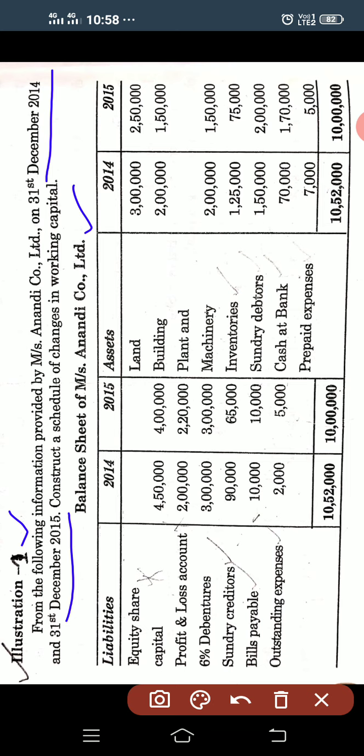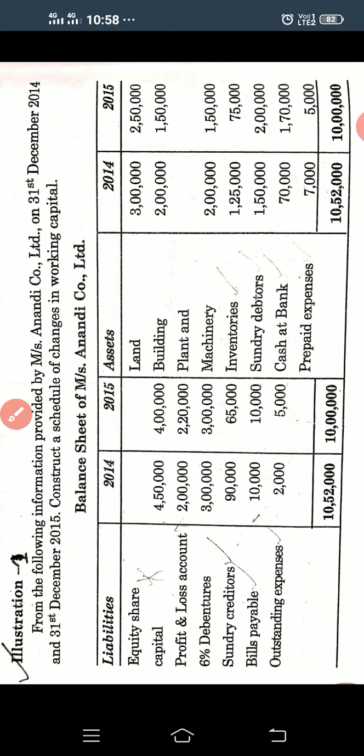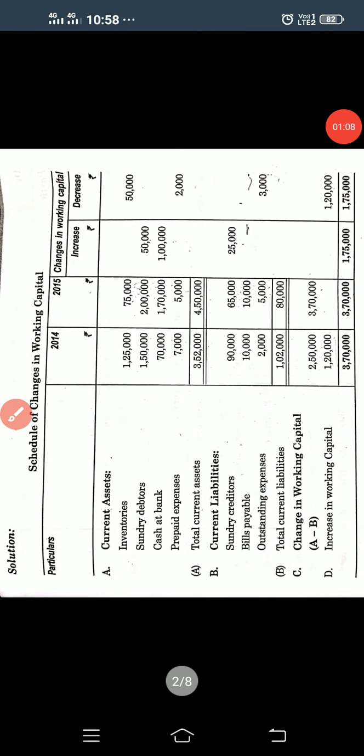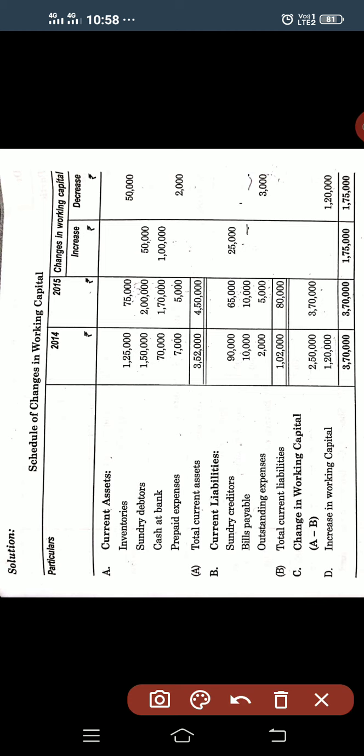See the balance sheet of Messrs. Anandi Company 2014 and 2015. So we'll solve the problem simultaneously. So here see the solution. So the solution is the format. See this schedule of changes in working capital. They have given 2 years information. So particular 2014, 2015, schedule of changes in working capital, increase, decrease.